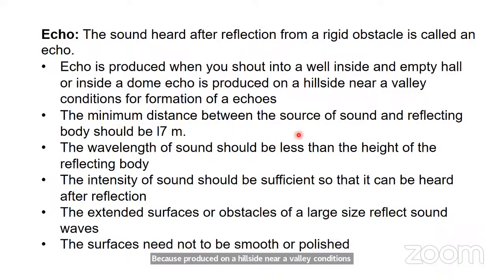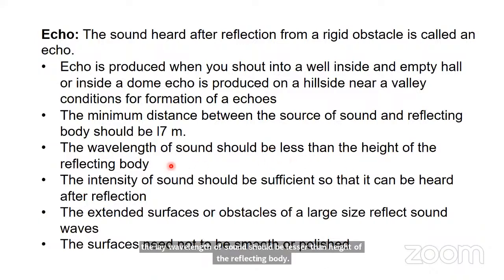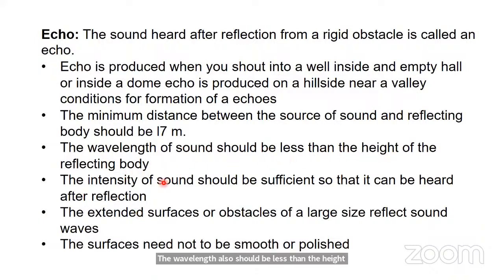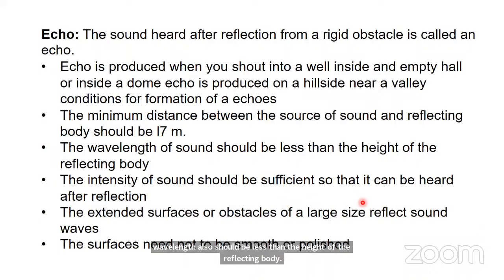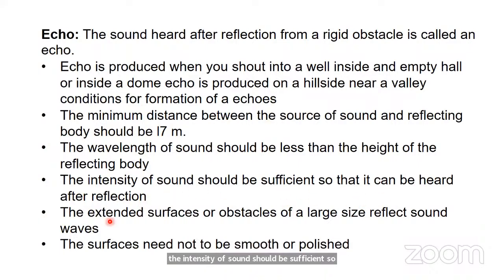Conditions for formation of echoes. The minimum distance between the source of sound and the reflecting body should be around 17 meters, approximately 55 to 60 feet. The wavelength of sound should be less than the height of the reflecting body. The intensity of sound should be sufficient so that it can be heard after reflection.